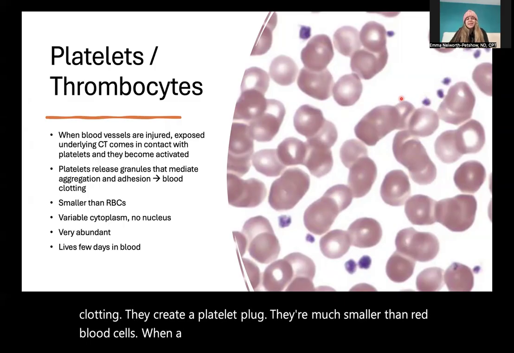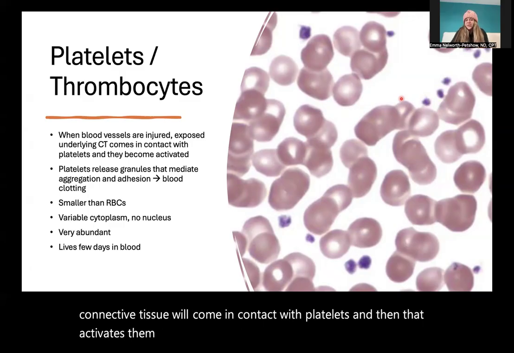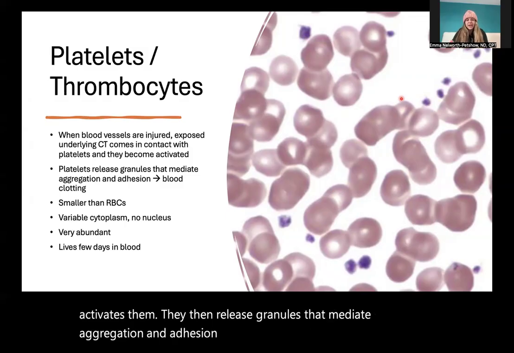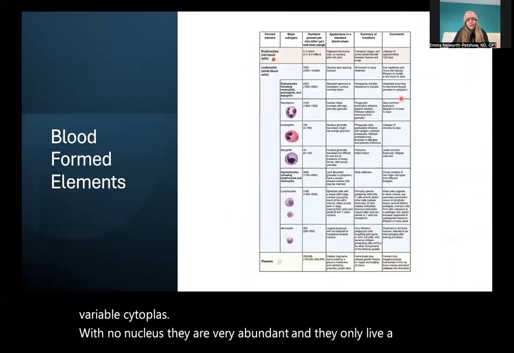When a blood vessel is injured, the exposed underlying connective tissue will come in contact with platelets, and then that activates them. They then release granules that mediate aggregation and adhesion, which is blood clotting. And they have a variable cytoplasm with no nucleus. They are very abundant and they only live a few days in the blood.